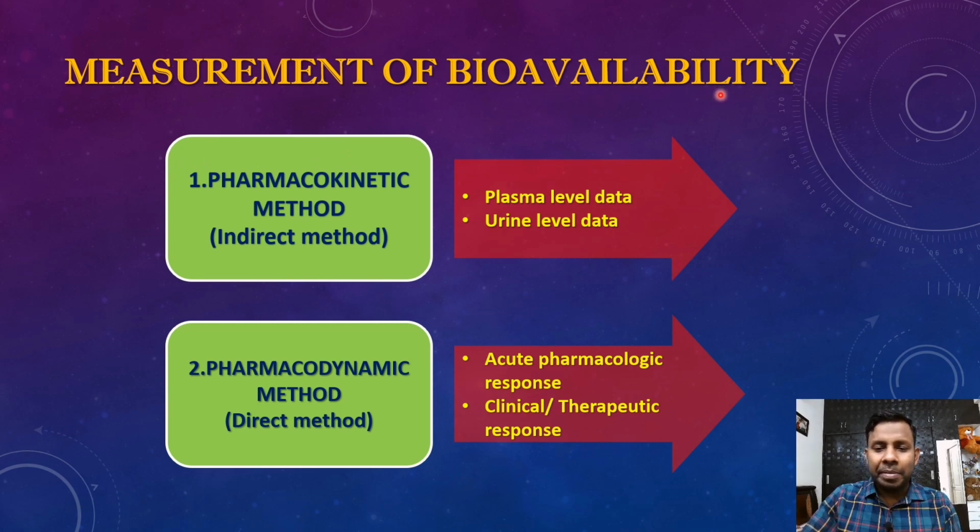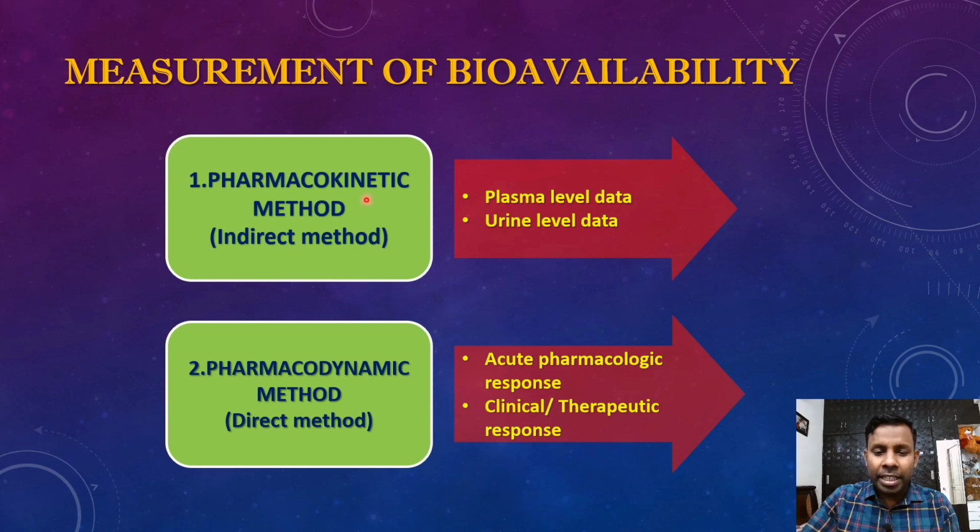Bioavailability can be measured by two methods. Number one, pharmacokinetic method. Number two, pharmacodynamic method. Pharmacokinetic method is also called as indirect method and it consists of two subpoints, plasma level data and urine level data. Similarly, pharmacodynamic method is also called as direct method and it consists of again two subpoints, acute pharmacologic response and clinical or therapeutic response.